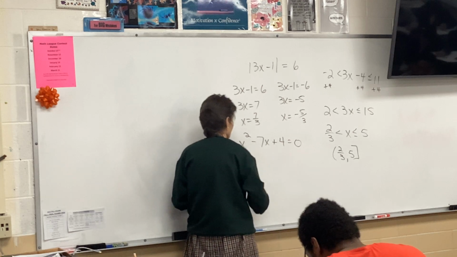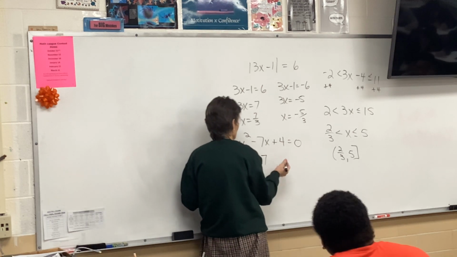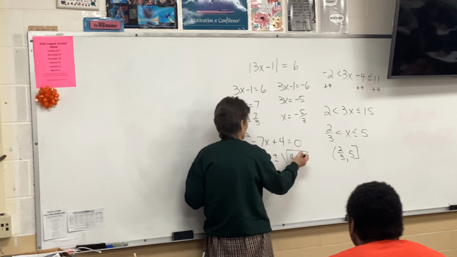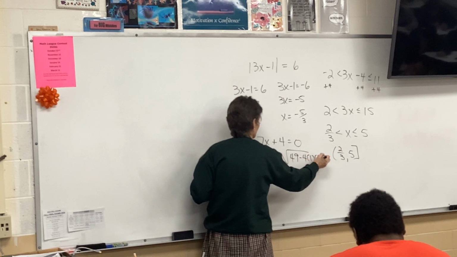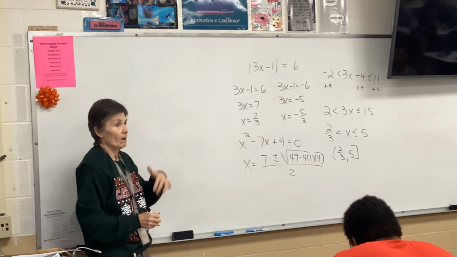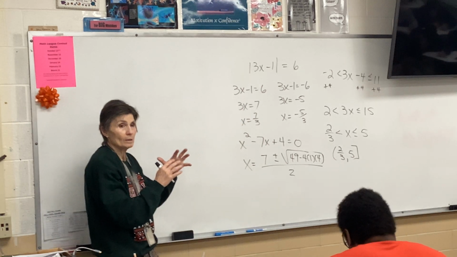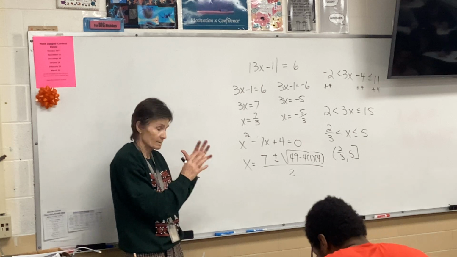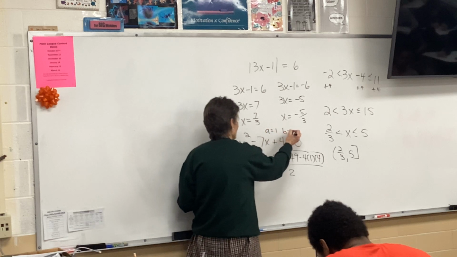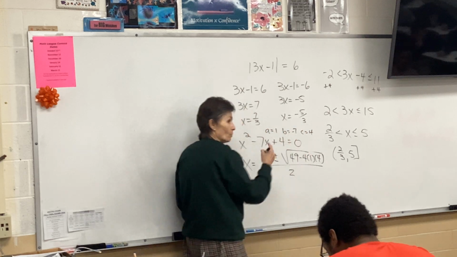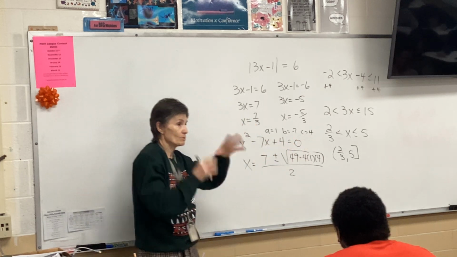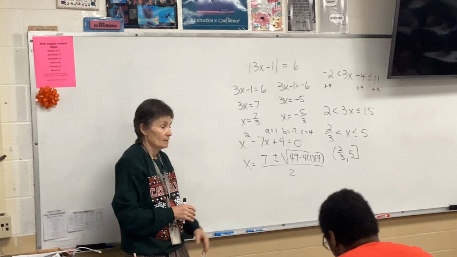So x equals negative b plus or minus the square root of b squared minus 4ac all over 2a. Now, if it helps you, write the formula down separately. If it helps you, write down a equals 1, b equals negative 7, and c equals 4. Then all you have to do is plug them in. And this is what you'll have.